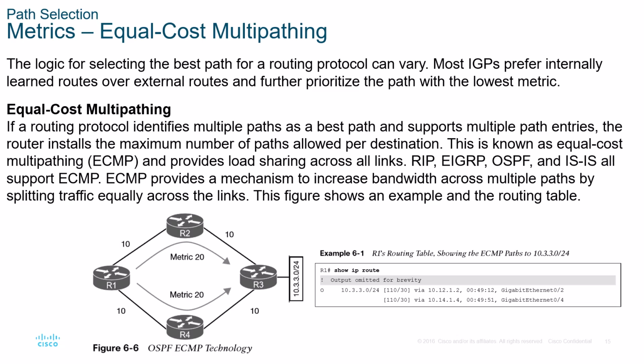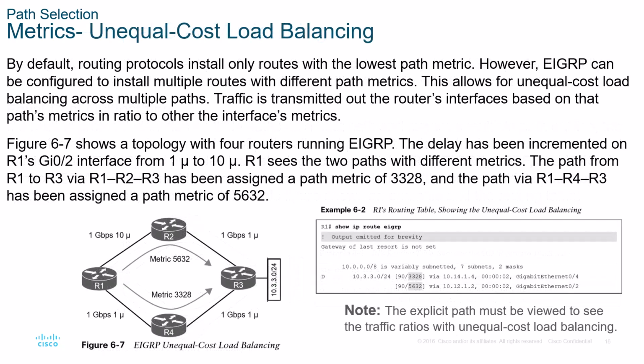That's because the metrics are the same and the link costs are the same. So this will allow us to double the bandwidth by putting data through both. But what happens if there are unequal costs? What happens if one is greater or less than the other?